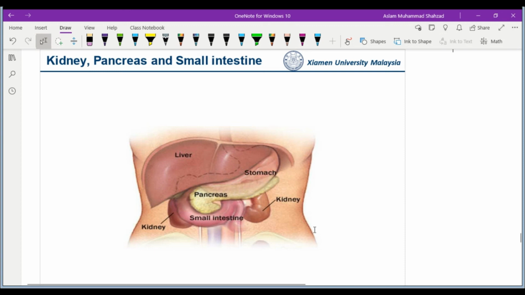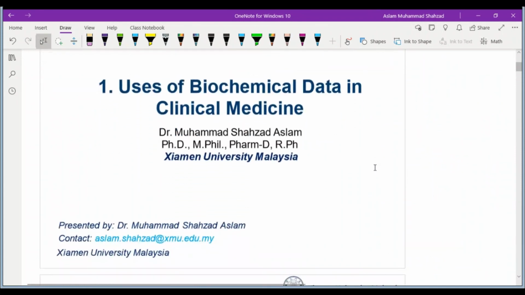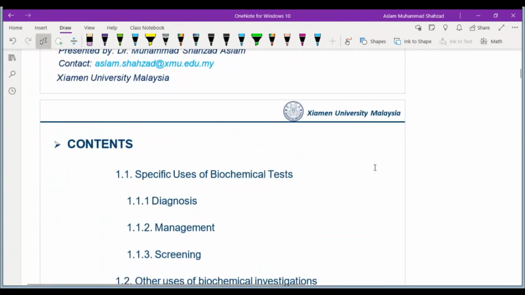Later on we will discuss more about the other sections, like we have discussed the management and screening of the biochemical test.